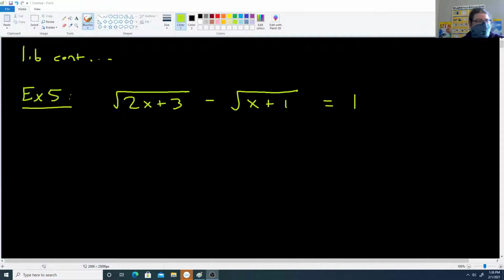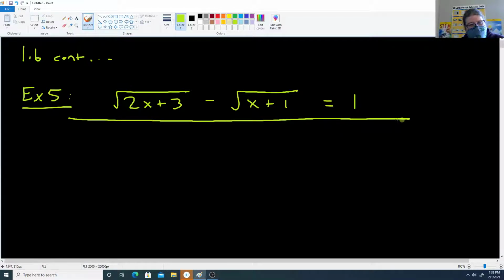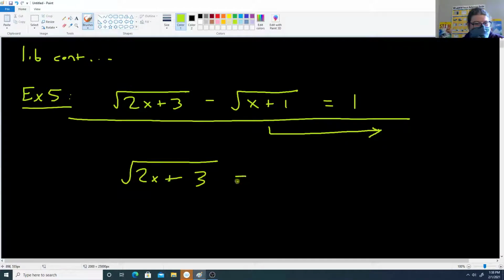Okay, we're going to finish up section 1.6. We're going to start out with a problem like this, one of these double square root problems. What we need to do is isolate one square root on one side of the equal. So I'm going to take this negative square root of x plus 1 and add it across to the other side. That will isolate this square root term that we have on the left-hand side.